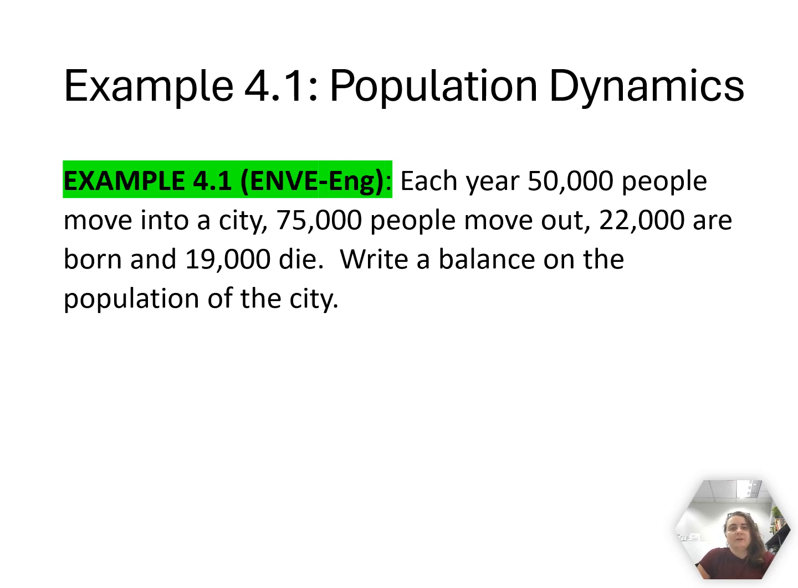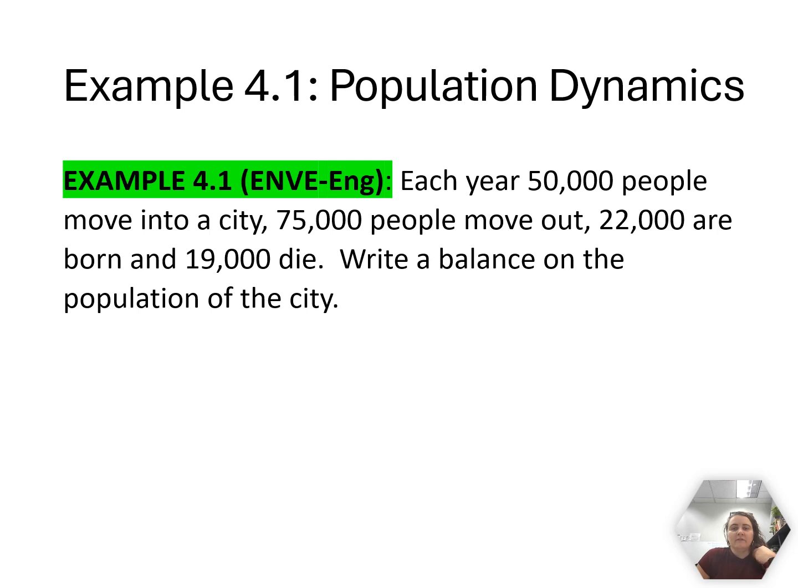All right, let's put our new knowledge of the general balance equation to use, and we're going to do it for population dynamics. So this is going to be an environmental engineering problem. We look at population dynamics all the time. And what we're going to do is use people moving in and out of a town or dying and being born in a town in order to look at the general balance equation.